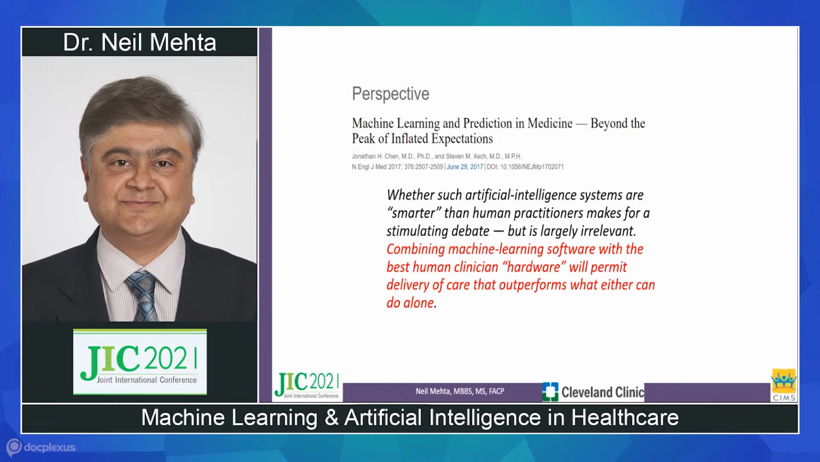Whether artificial intelligence systems are smarter than human practitioners makes for a stimulating debate, but it is largely irrelevant. Combining machine learning software with the best human clinician hardware will permit delivery of care that outperforms what either can provide alone. So even though machine learning has made great strides, particularly in the area of computer vision, we still need humans for humanism and for ethical challenges and for oversight. And we are not yet ready to replace the human element in healthcare decision making.